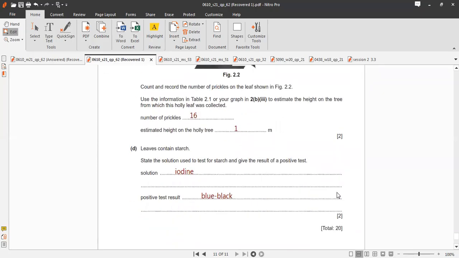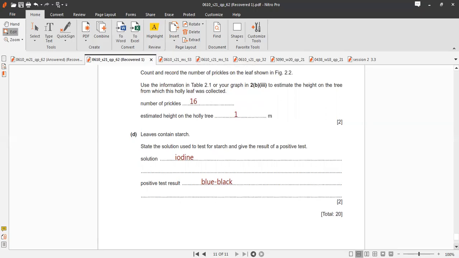Leaves contain starch. State the solution used to test for starch and give the result of a positive test. The solution is iodine for starch. Positive test result: blue-black. Thanks.